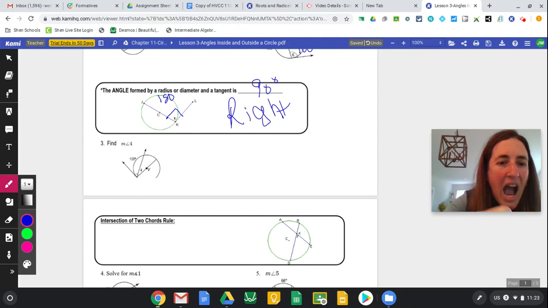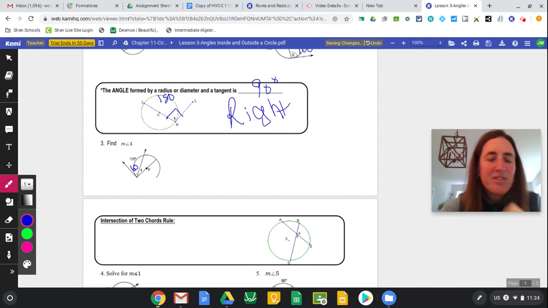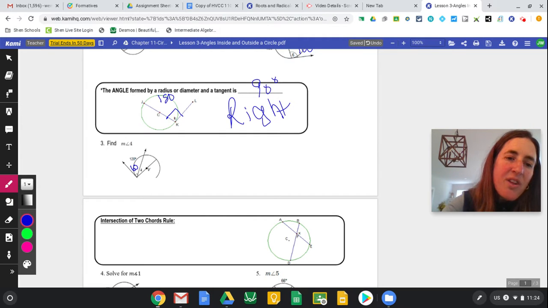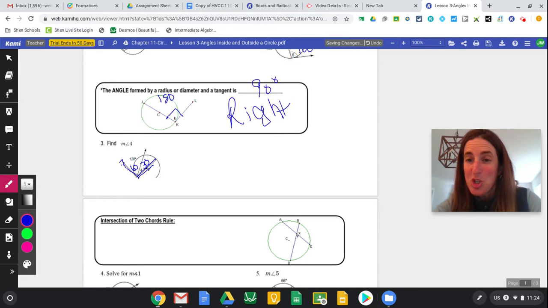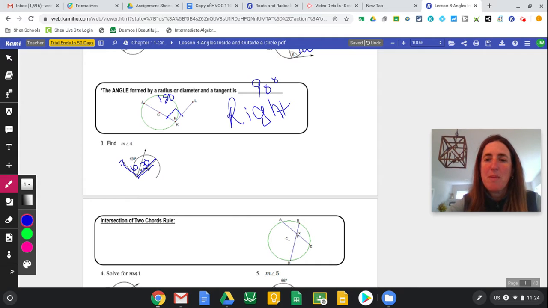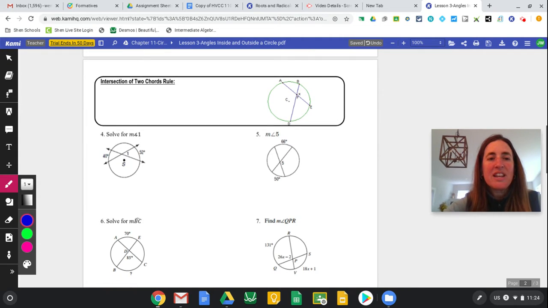So look, I know this arc is 120. So that means this is 60 degrees because it's got to be half. But now to find angle 4, there's a diameter there. And so that means this tangent and diameter have to make 90. So look, this guy has to be 30. Super fun. Tangent and chord, half the arc. Remember that. Okay, moving on.